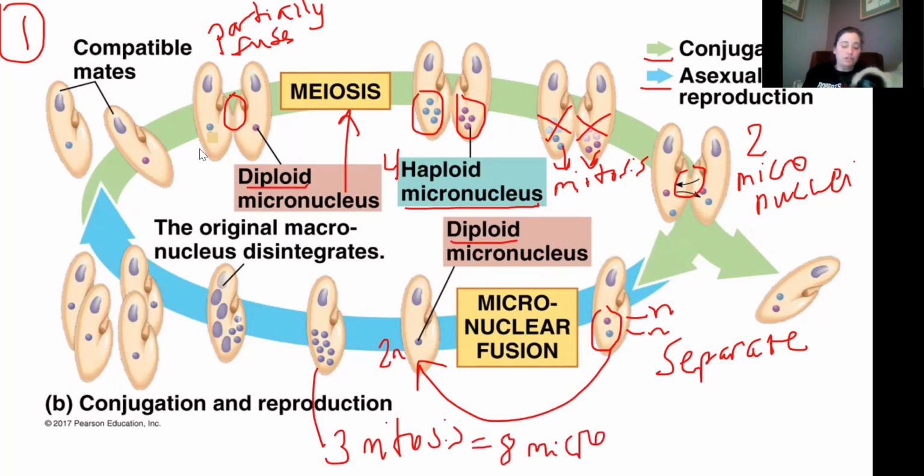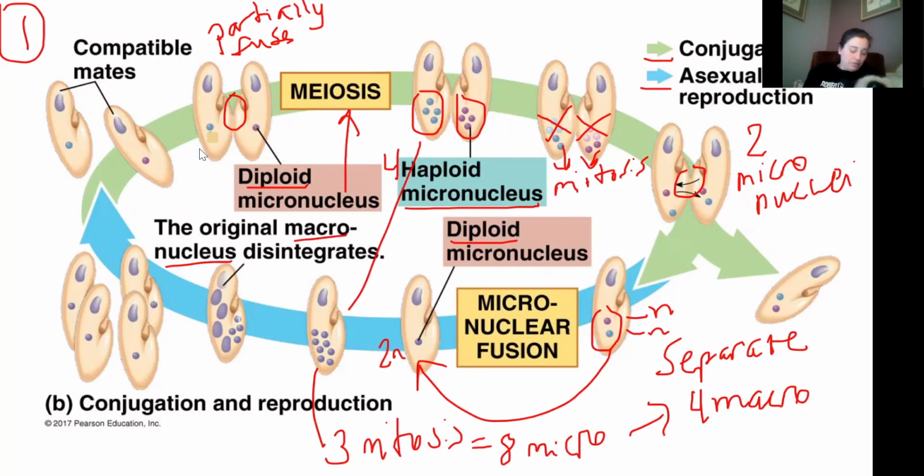And again, these are genetically different than either of these 2 up here. They're different because of this fusion of the 2 different micronuclei from the 2 different cells. So now we have 8 micronuclei. 4 of these are going to become macronuclei. And the other 4 are just going to be, so the original macronucleus disintegrates, 4 of these micro ones become macro ones, and the cell divides twice.